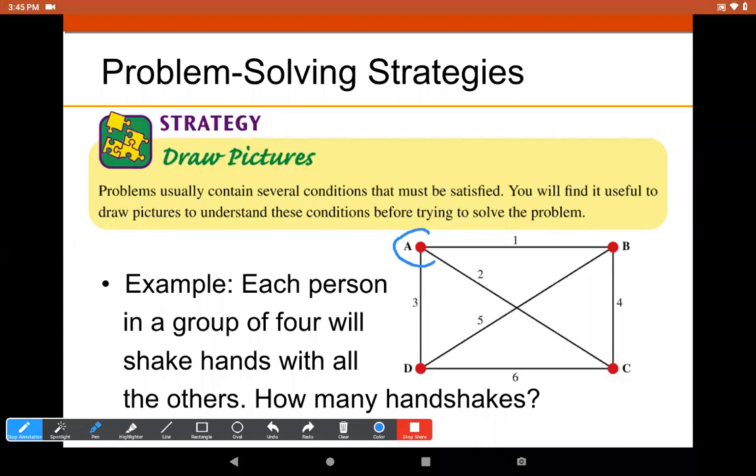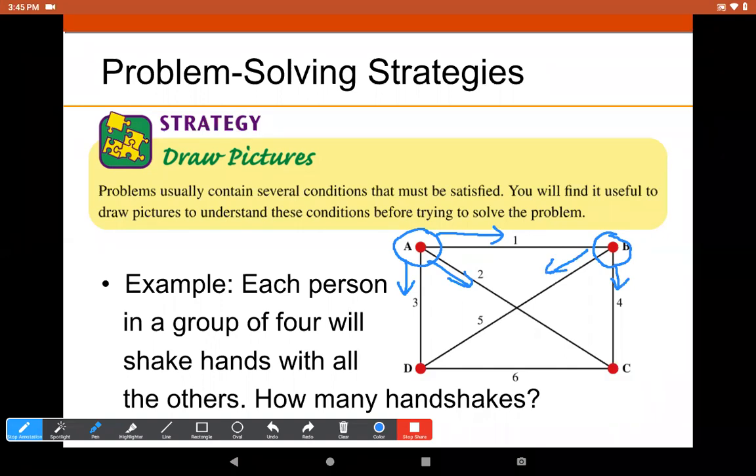person A, they first shake hands with person B, then they shake hands with person C, then they shake hands with person D. Then person B is going to shake hands, right? Person B has already shaken hands with person A. So now they're going to shake hands with person C, then shake hands with person D.